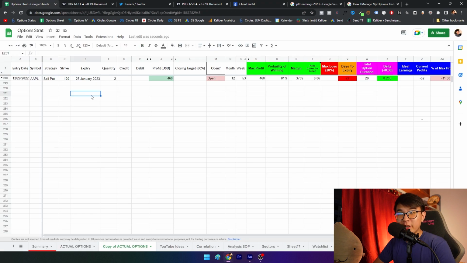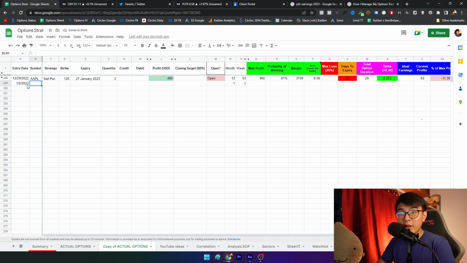This is a trade log I'm using. I actually copied it from Kelvin, who has his own YouTube channel, Kelvin Learns Investing. I had a podcast with him quite a few months back. The first thing you put is the entry date. So today's date where I'm making this video will be the 5th of January. So I'll type 5th January 2023.